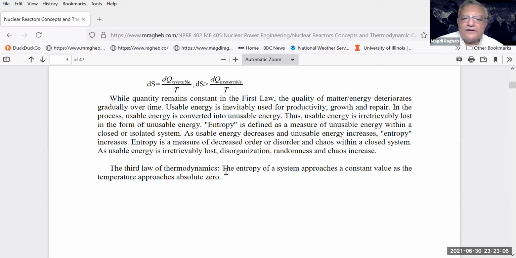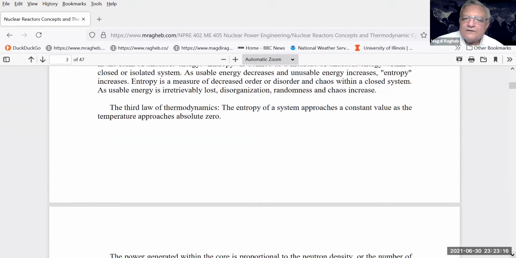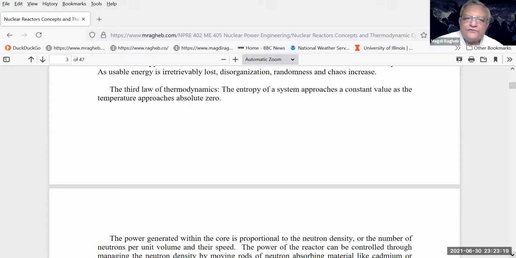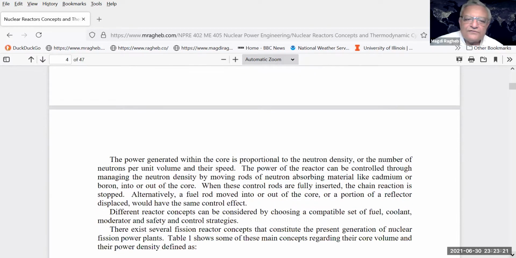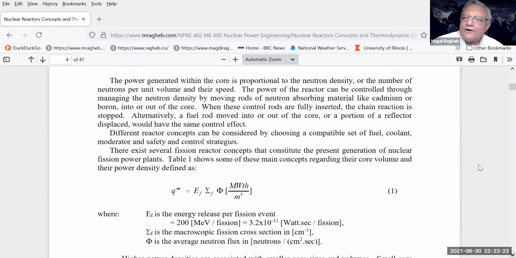The third law of thermodynamics states that the entropy of a system approaches a constant value as the temperature approaches absolute zero. And it is part of the nature of the universe that the entropy increases, and only by reordering knowledge, for instance what we are doing today, are we decreasing the entropy by increasing order. So you decrease the entropy only by increasing order, and that means that you have to spend energy in that case.